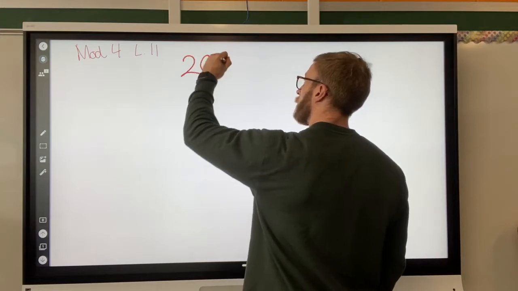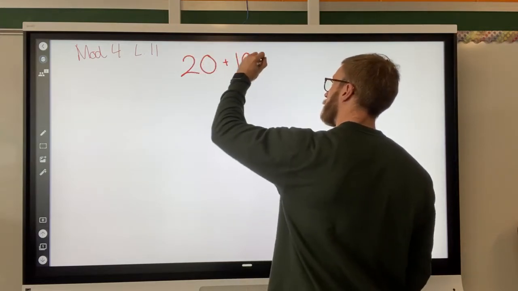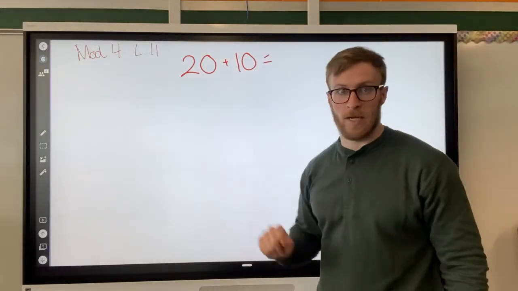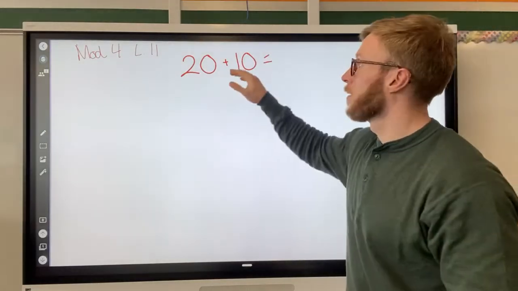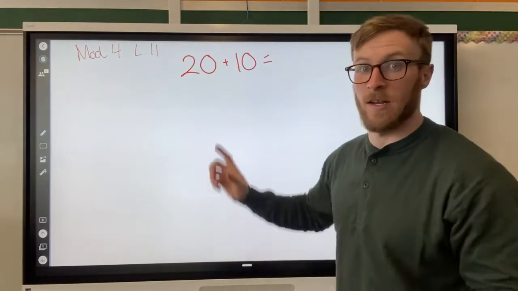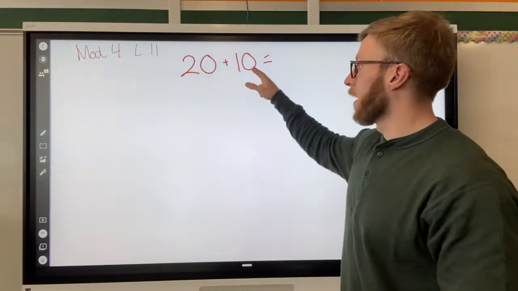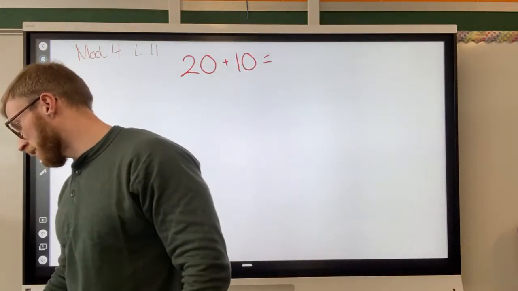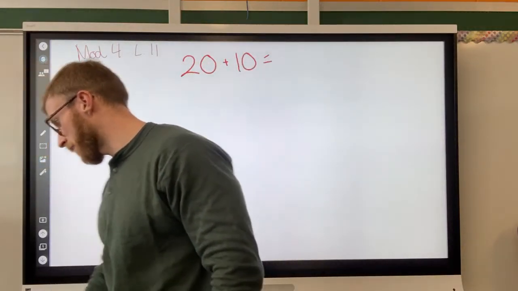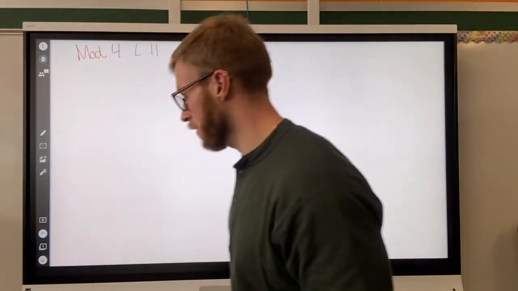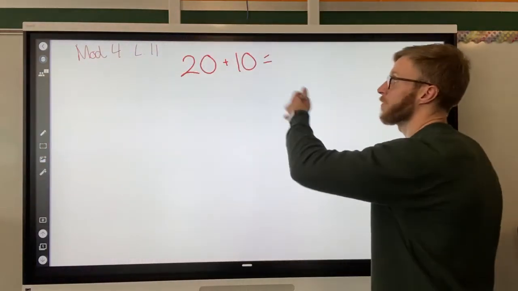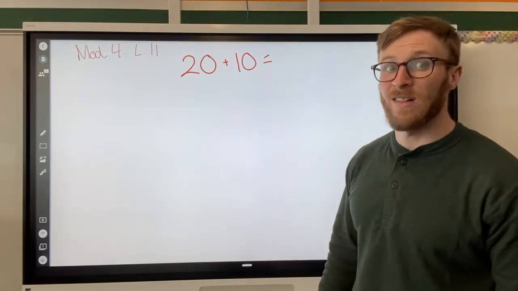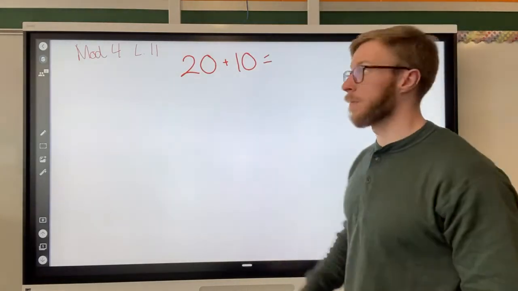20 plus 10. Okay, so this is where we're getting into adding tens to multiples of 10. 20 is a multiple of 10, meaning we can count by tens and get to that number. 10, 20. And 10 is obviously what we're adding. So we need to do 20 plus 10.